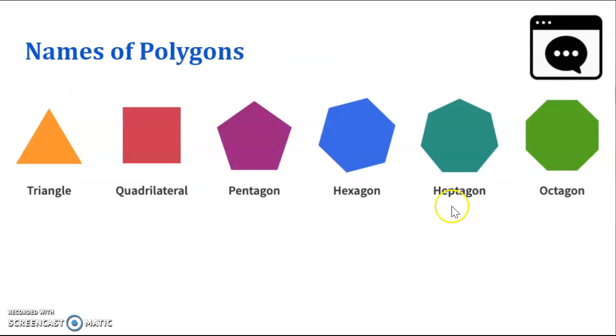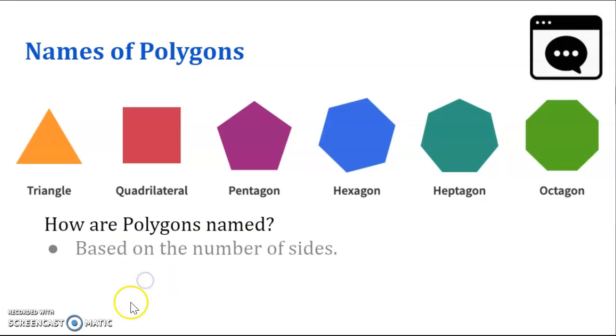How about the names of polygons? These are called triangle, quadrilateral, pentagon, hexagon, heptagon, and octagon. So how do you think polygons are named? Well, they're named based on the number of sides. Looking at all the names: tri, quad, pent, hex, hept, oct. They are all based on the number of sides.